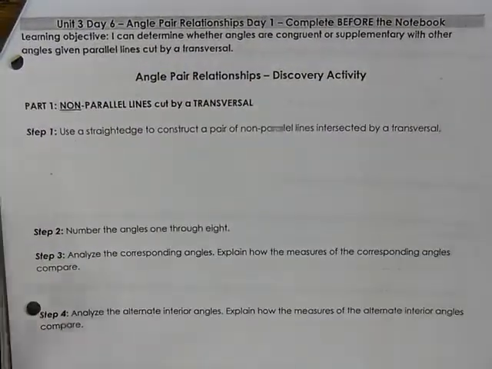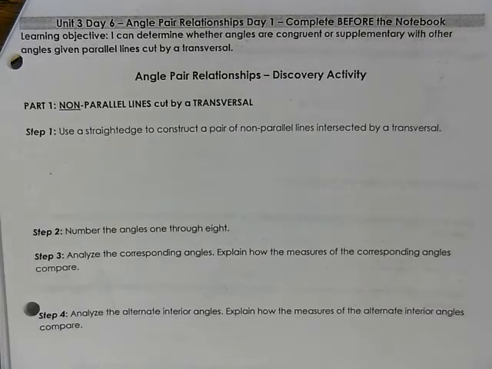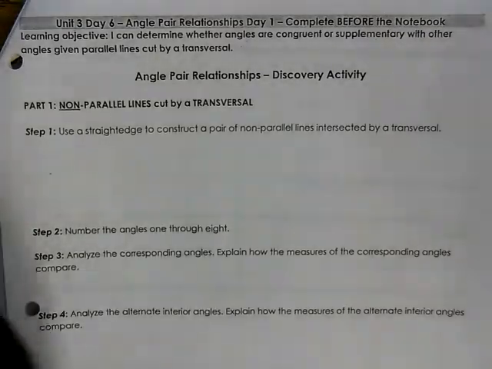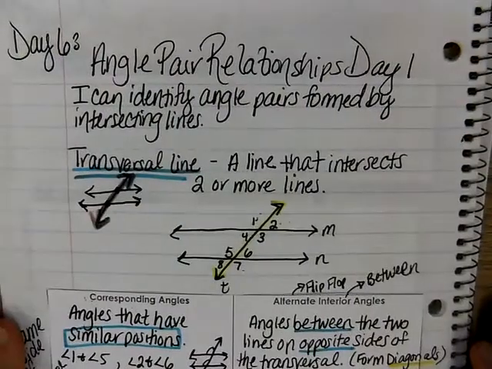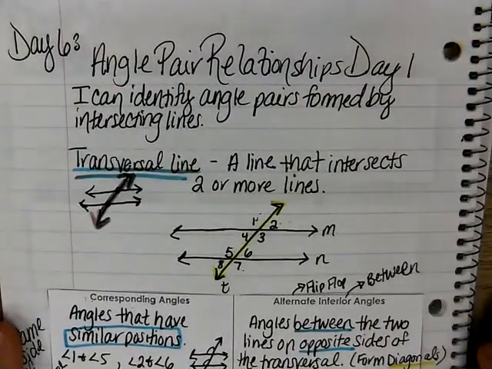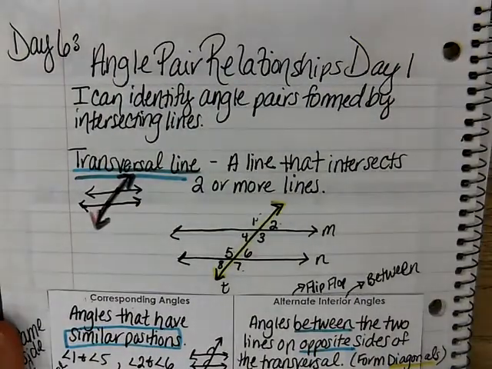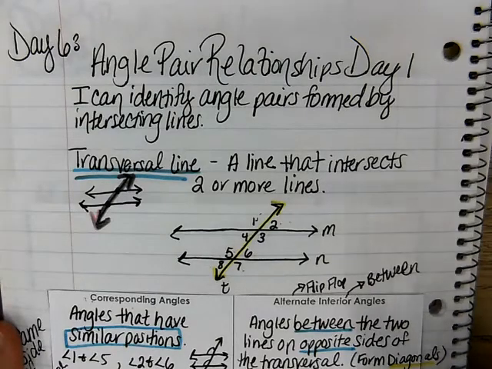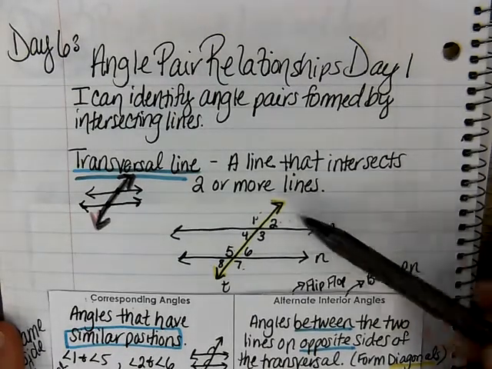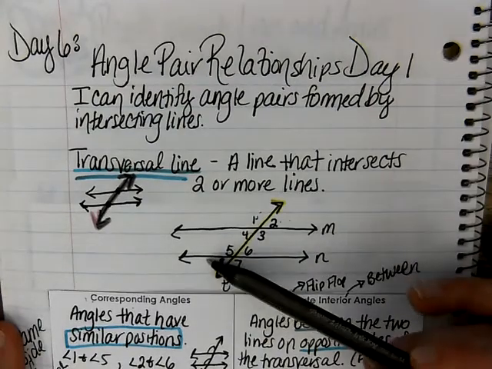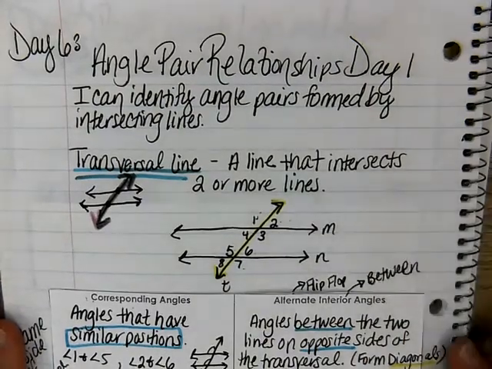Hi everyone, for today's lesson we are going to do an investigation or a discovery activity about angle pair relationships. Before you get started, please make sure that you have already completed the angle pair relationships vocab video lesson. For this vocab video lesson, we learned about 4 different types of angles. Those angles are created whenever we are working with a transversal line that cuts through more than one line.